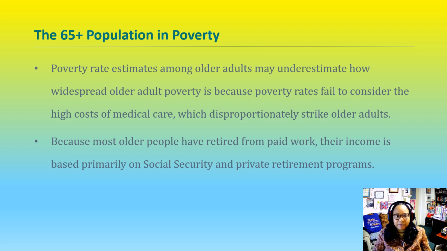Then we look at the elderly. Poverty rate estimates understate how widespread poverty is among older adults, because poverty rates fail to consider the high cost of medical care, which disproportionately strikes older adults. Because most older adults have retired from paid work, their income is based primarily on Social Security and private retirement groups or programs.